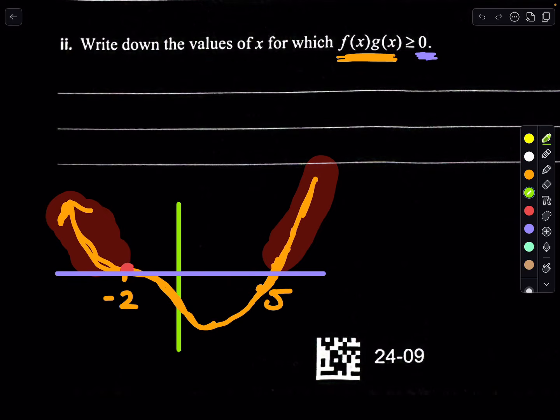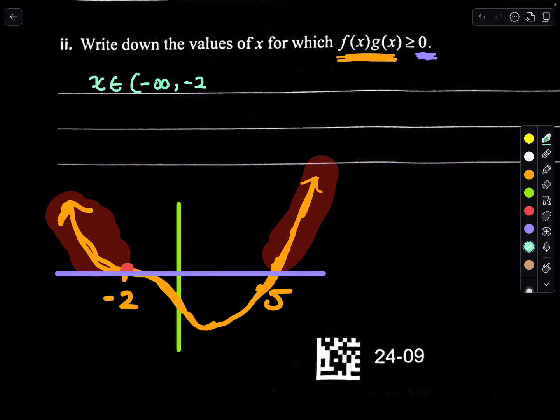So these are x values, yeah? Nicely, the ones that are highlighted in red are where f of x times g of x is greater or equal to 0. And so let's write the x values. We can say x is an element of where? Well, we can see how it's going from -infinity all the way to the point -2.